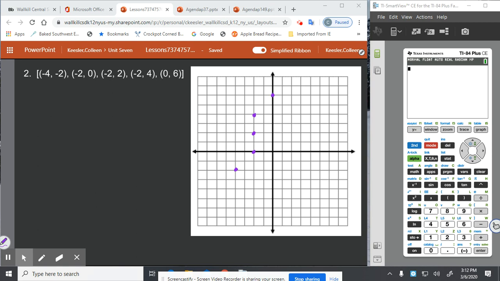So here, if I were to connect the points, these three right here would form a vertical line. So this does not pass the vertical line test and is not a function. So here we would say this is not a function, since it does not pass the vertical line test.